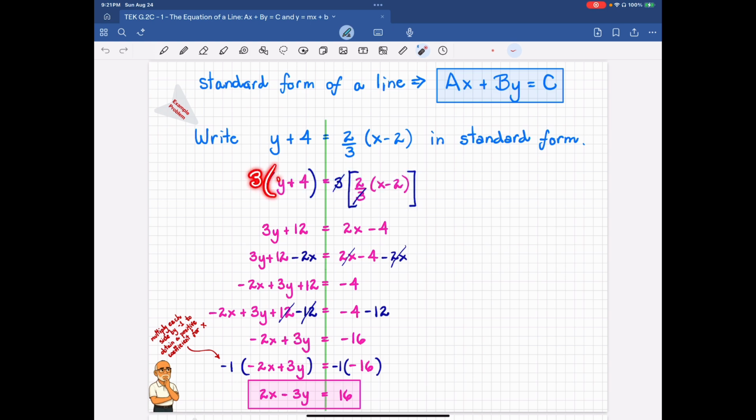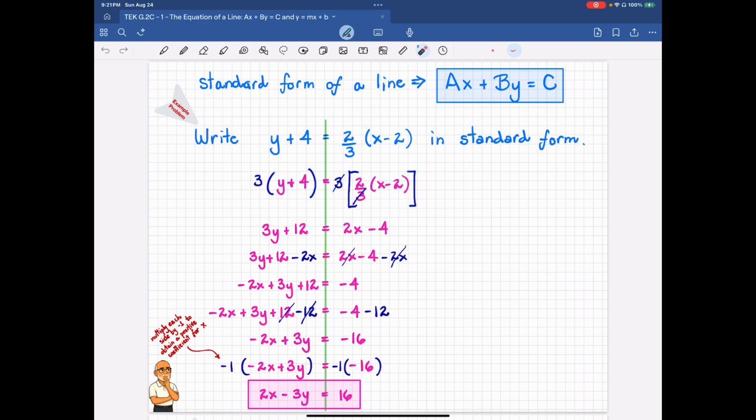I take 3, I multiply it times y plus 4 is equal to 3 times 2/3 the quantity x minus 2. And so looking at this, I see a factor of 3 here, a factor of 2/3 here, and a factor of x minus 2. I can take these two factors, and since I have a 3 in the numerator and a 3 in the denominator, I can cross those 3's out. And they just basically disappear, which is what we see in the next step.